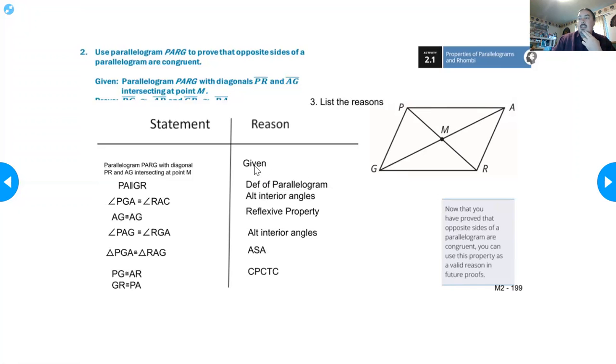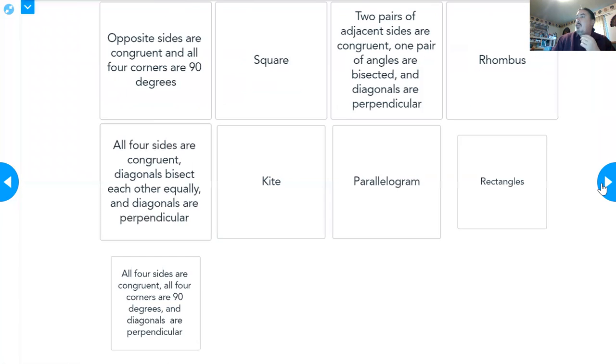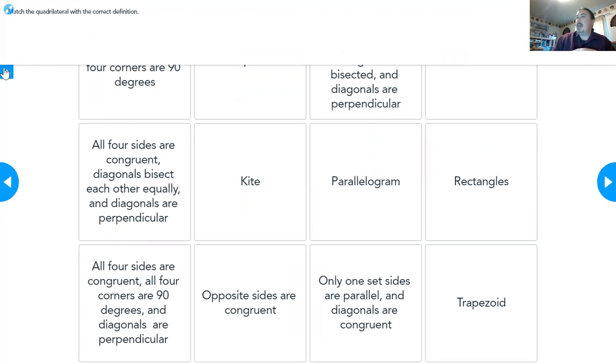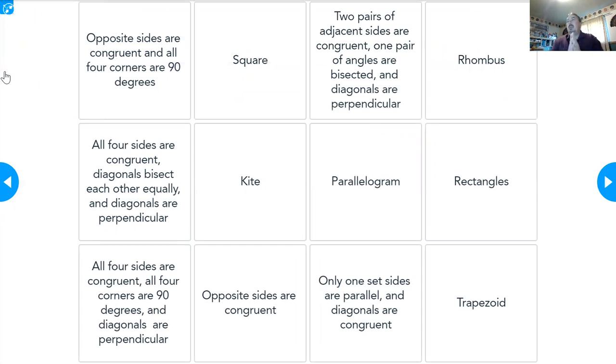And if you noticed, here is our finished product. Make sure you review this Nearpod. Try to work through this Nearpod. Your finished product is here on the end. Last part I want you to work on is properties of parallelograms. Know those definitions. Here's a matching activity. It'll actually help you out, give you the answers you need to know, or tell you when you're wrong. So make sure you go through that.